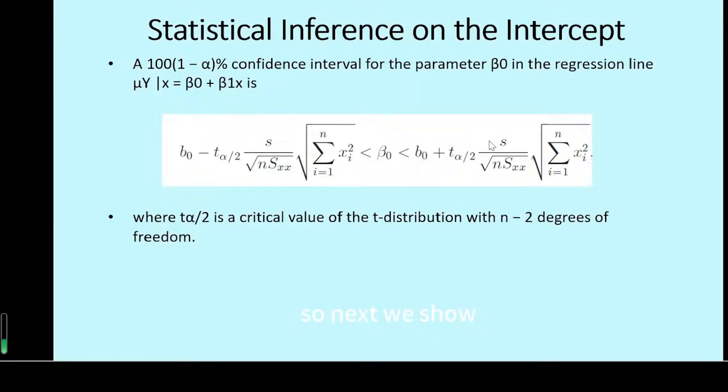Next we show the confidence interval for the intercept beta 0. The intercept is an estimated value if we resample many times. The confidence interval has a lower bound and an upper bound: the point estimate minus and plus a term. The term is the t critical value, t half alpha, times this standard error term.